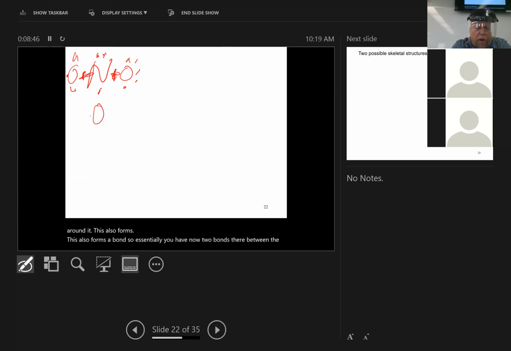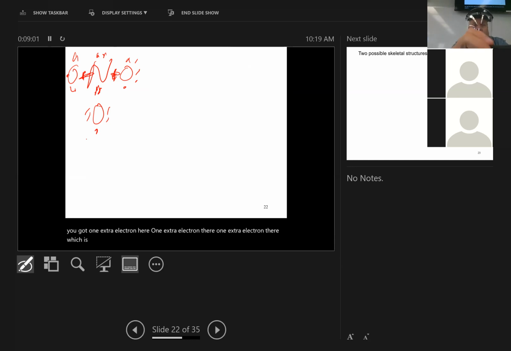This one down here, you put 6 around it, this forms a bond. So now that's got an extra electron there. So you've got 1 extra electron here, 1 extra electron there, 1 extra electron there, which is a lone electron. The whole thing is -1, right? So now you can put one of them here, okay? These oxygens that are missing electrons, it only has 7 around it, correct? And so does this one.